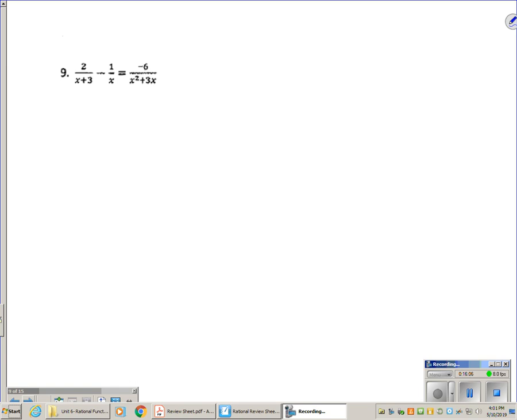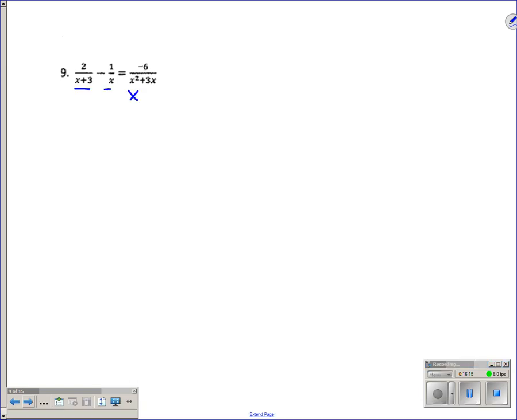All right, let's try number 9 here. So again, you want to figure out what we've got to multiply left and right by to get rid of the fractions. So I've got x plus 3 and x, and this is x times x plus 3. So it looks like that x plus 3 is my lowest common denominator. That includes every single one of my denominators. So my LCD is x times x plus 3. That's what I'm going to multiply everything by.